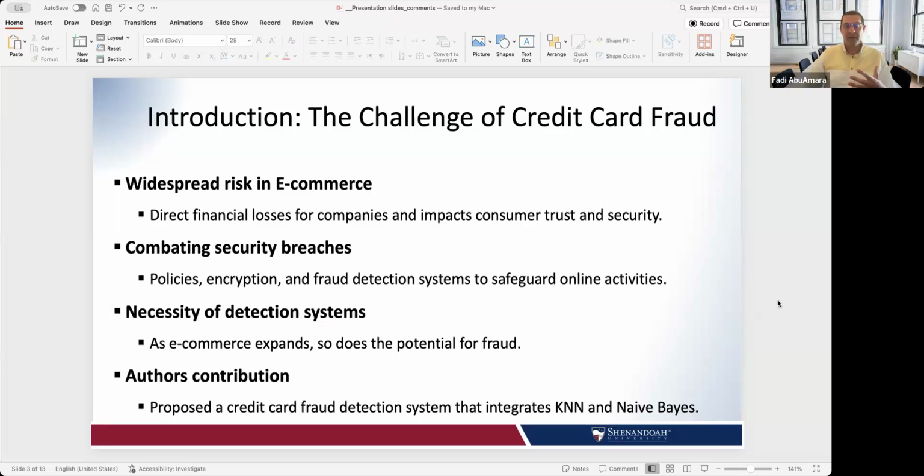And finally, what's our contribution? We proposed a novel credit card fraud detection system that integrates k-nearest neighbors and naive Bayes. This system aims to improve e-commerce security by identifying suspicious transactions in real time.